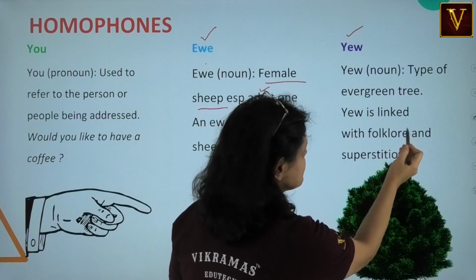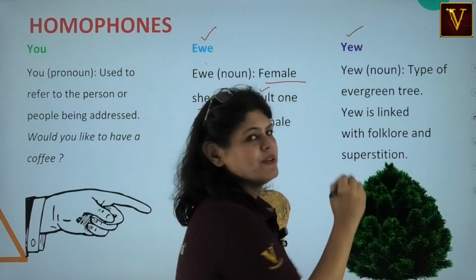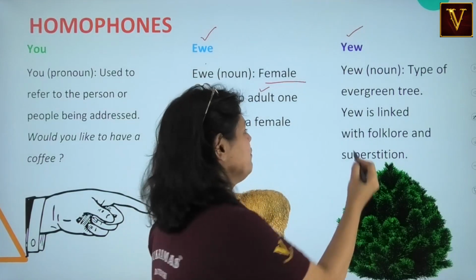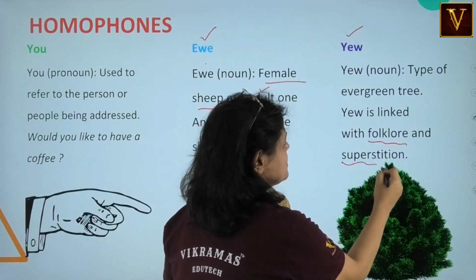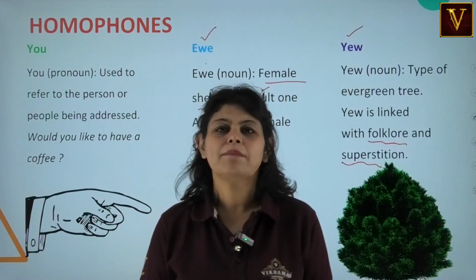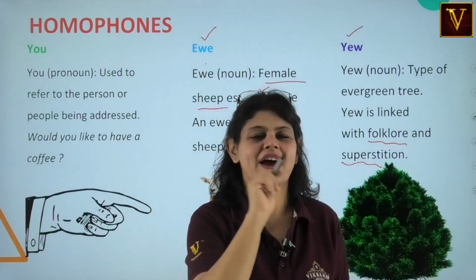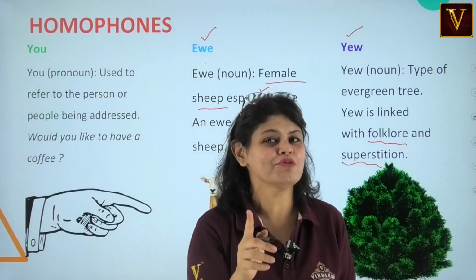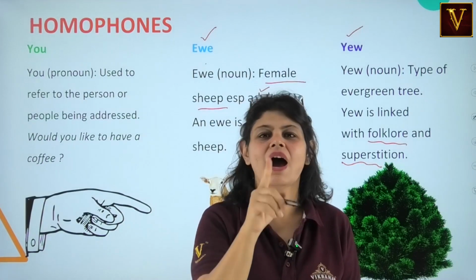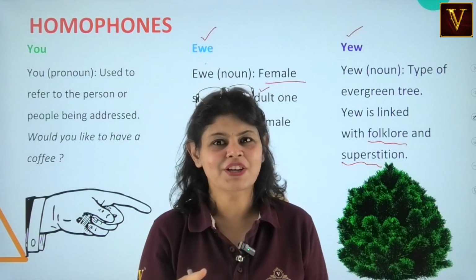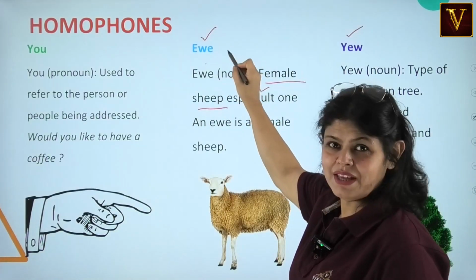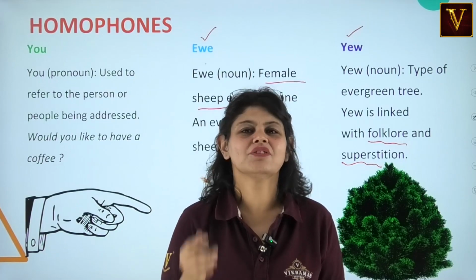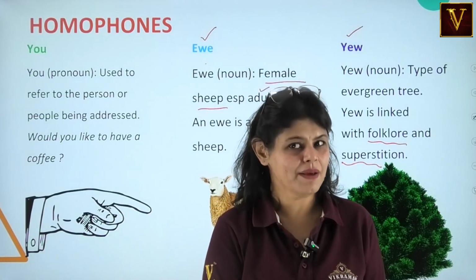Yew is linked with folklore and superstition, and we write it with Y, Y-E-W. So please make it a point that we are not going to make a mistake over here. Right? Y-O-U. Another you, E-W-E. Another you, Y-E-W. Right? So there are three kinds of you we have understood today.